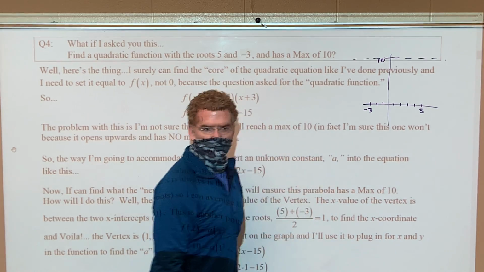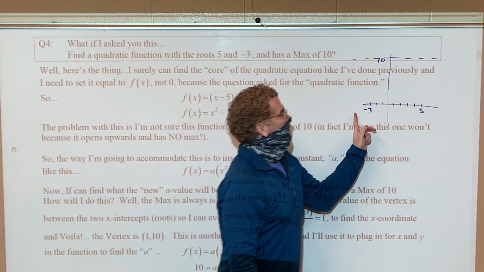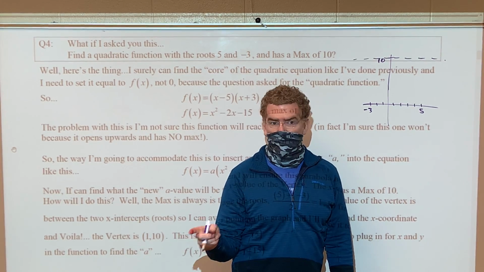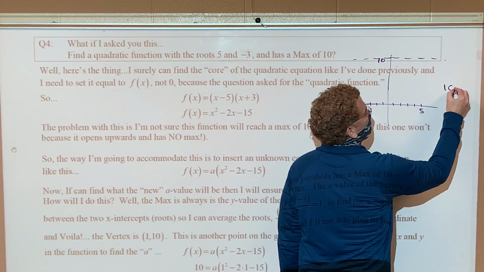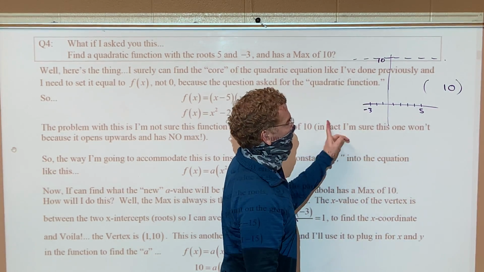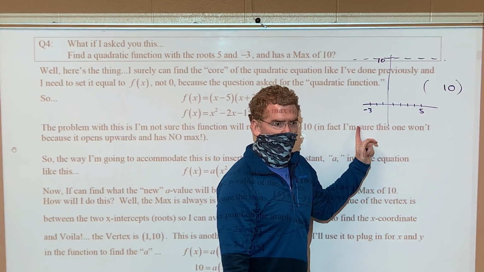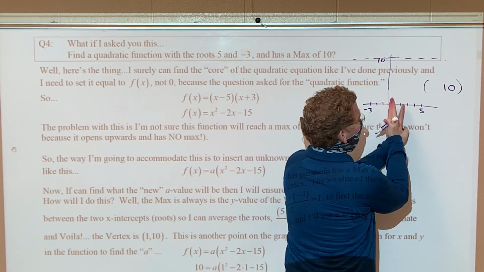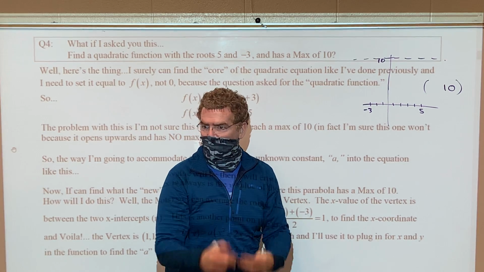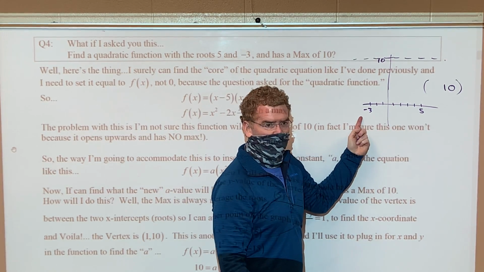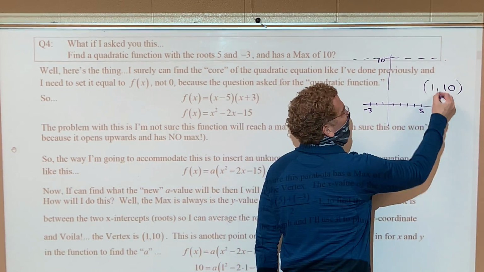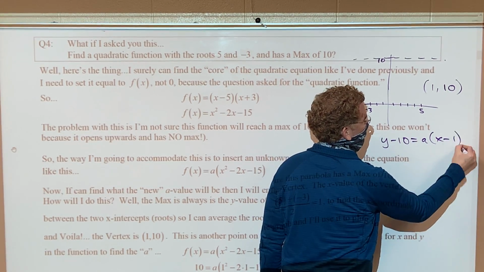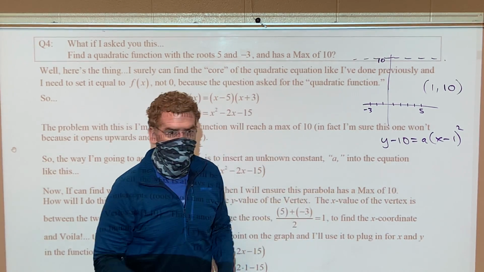And then what did you do? You said, well, if the max is 10, remember the max and the min is always what? The y-coordinate of the vertex? And then how would I find the x-coordinate of the vertex? Yeah, if it crosses through here and peaks there, the middle, the average of those two would be the x-coordinate, right? So you average those together and you get 1, and there's your vertex. So I could jump right to here. And then how would I find the a value?